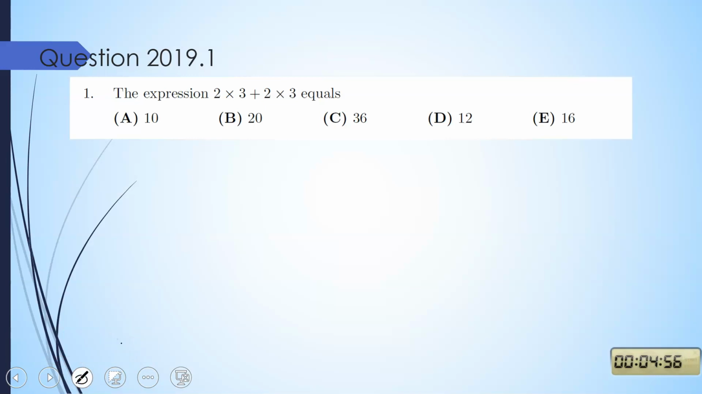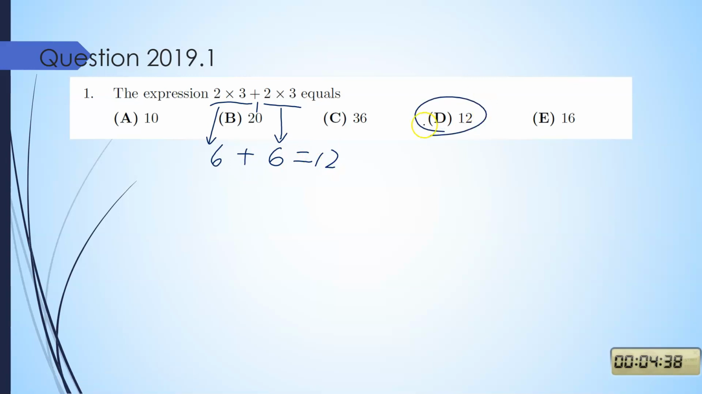Question number 1. The expression 2 times 3 plus 2 times 3 equals: 2 times 3 gives us 6. And we need to calculate multiplication first before adding them up. So that's another 6. 6 plus 6 equals 12. So the answer is D, 12.